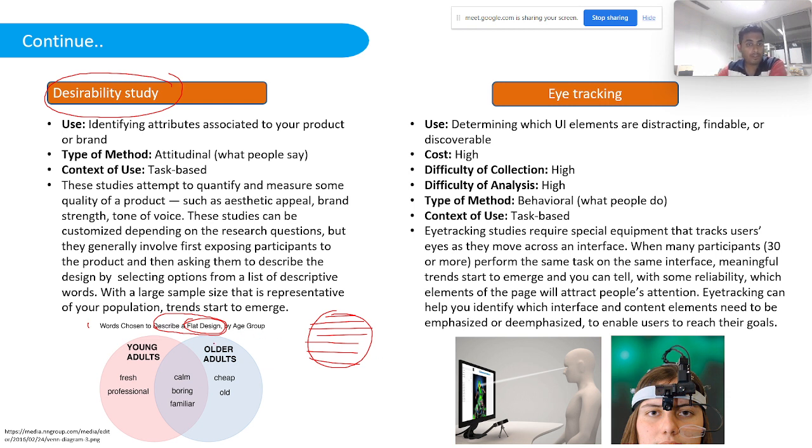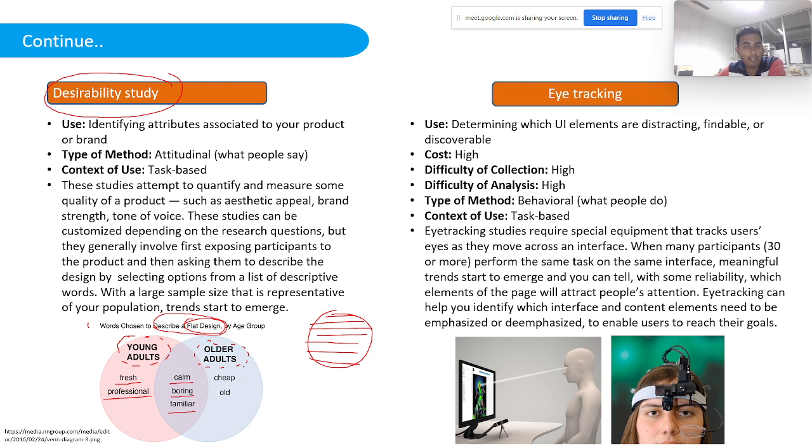So if you have information or data from different age groups, the young adults give the information like: a flat design is something which is fresh and professional. That means they are talking about something which is neat, right? Which is very clean looking. So that's what they define as flat design. They also define flat designs as calm, a little bit boring, and very familiar.